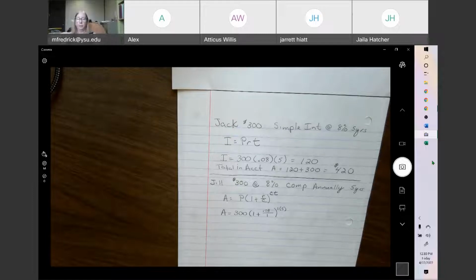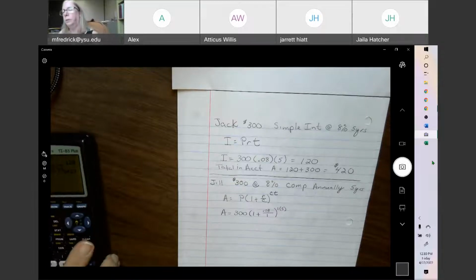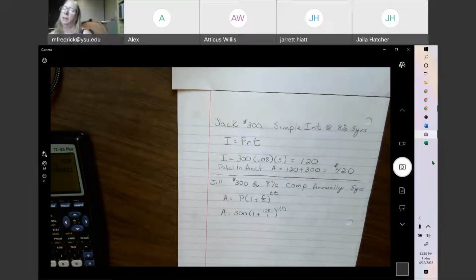Round dollars and cents. Anytime it's money, round to dollars and cents, unless my labs, sometimes they'll ask for the nearest dollar.